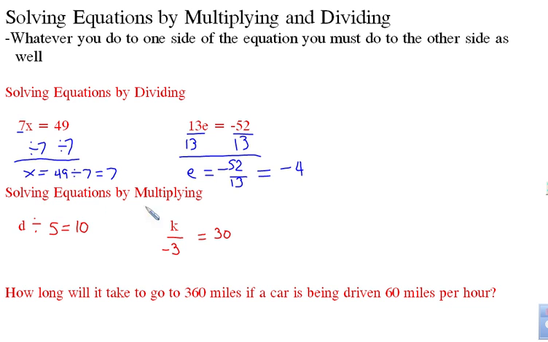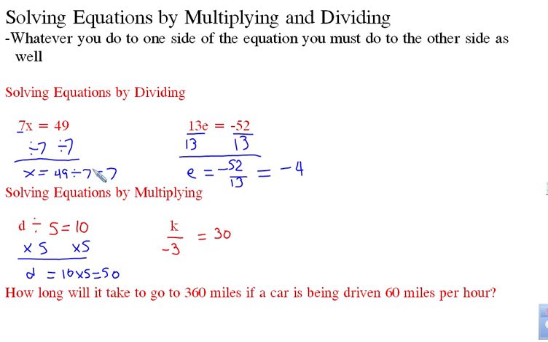Now, solving equations by multiplying, same exact concept here. You've got d divided by 5 is equal to 10. So what are we going to do? We're going to do the opposite operation, and sometimes it's called the inverse operation. So d divided by 5 times 5 is just going to be d. It's just going to be 1d. 10 times 5, what's 10 times 5? It's just going to be 50.